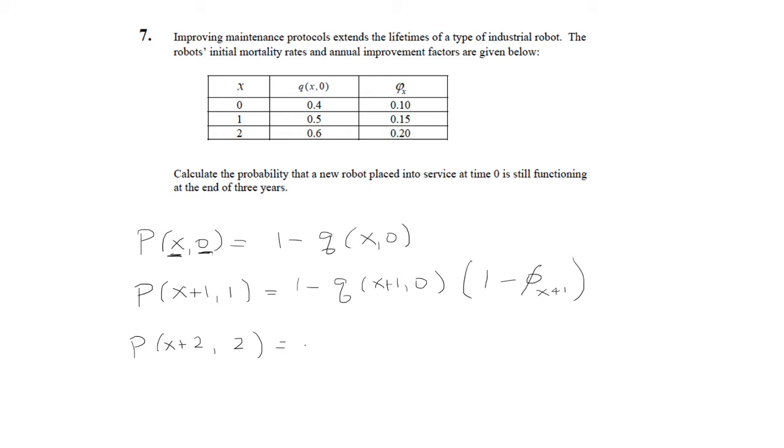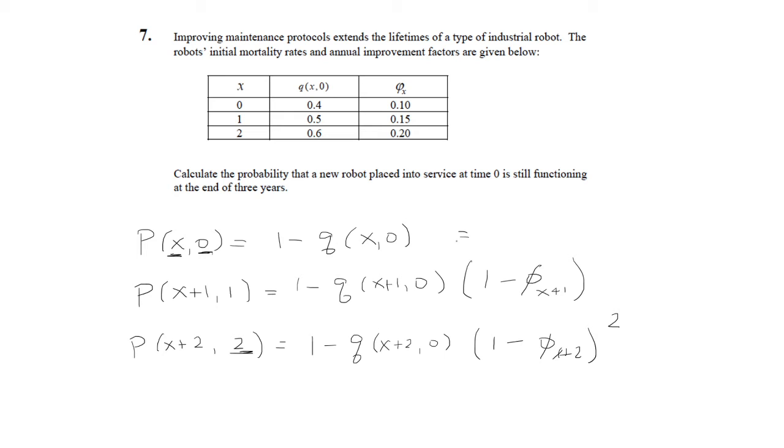And for p of x plus 2, comma 2, that's just going to be 1 minus q of x plus 2, comma 0. And then the improvement factor is 2 here, so it'll be 1 minus phi of x plus 2, quantity squared.